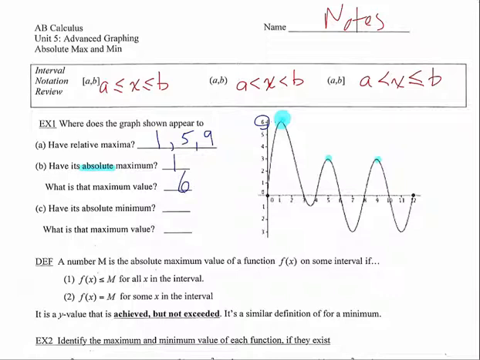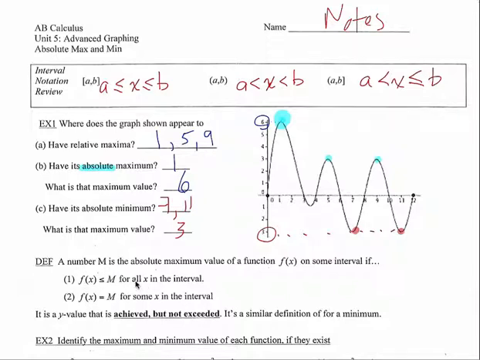This function has 2 places where it has an absolute minimum. If we're just doing this by inspection, it looks like right here and right there are both equally minimum. So the absolute minimum occurs both at 7 and 11, and the value for that looks to be 3. Right. Definition for you down here.